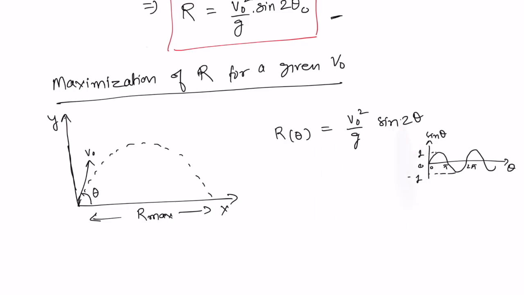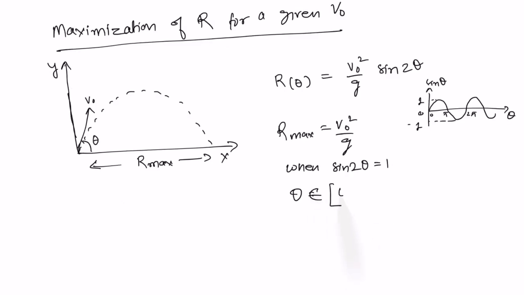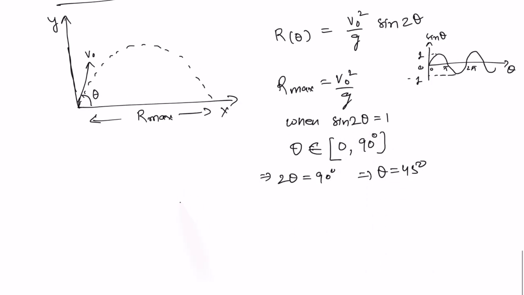Maximum value of r for any angle is when this thing becomes 1, and hence the maximum value r max is v naught square upon g when sine 2 theta equals 1. So theta is something between 0 and 90 degrees. Sine 2 theta is 1 implies that 2 theta is 90 degrees, because at 90 degrees, sine of 2 theta is 1, and hence theta is 45 degrees. So r max equals v naught square by g at theta equals 45 degrees.